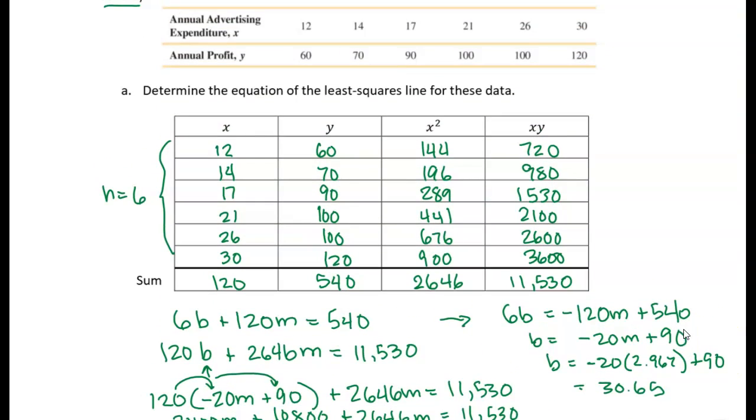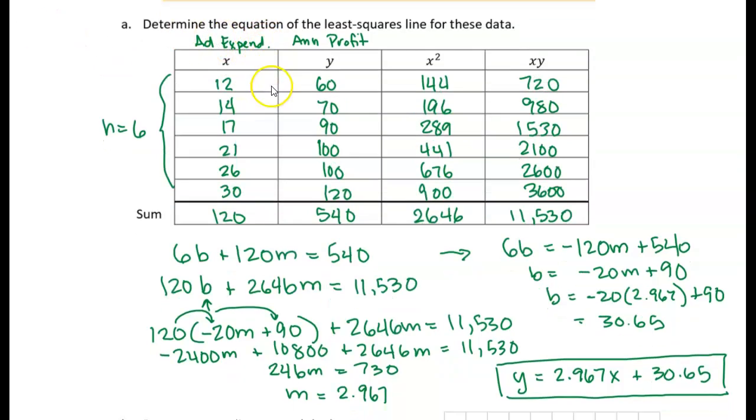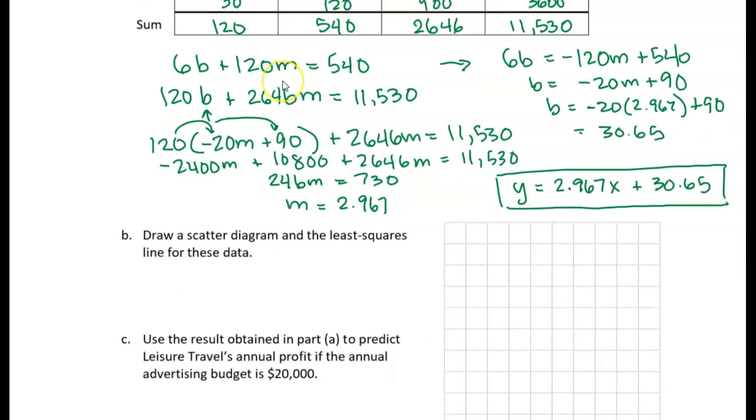where y is the annual profit, right? So this y value is the annual profit, and the x value is the ad expenditure. Okay, so you have to keep that in mind because it means something. Those x and y values mean something.